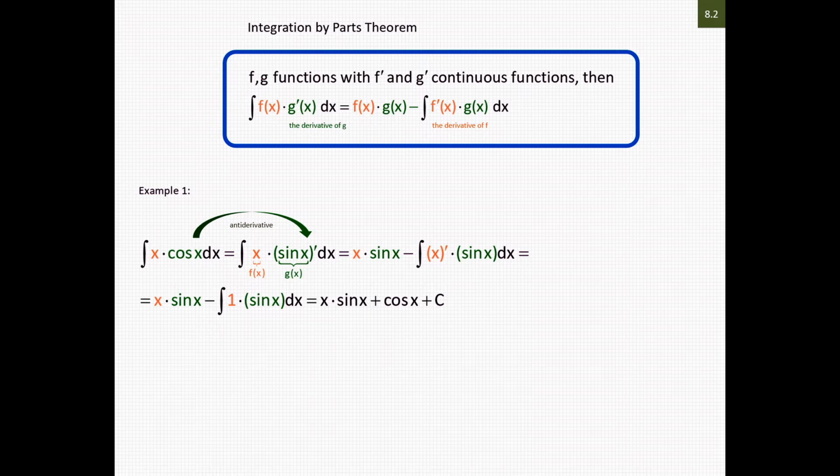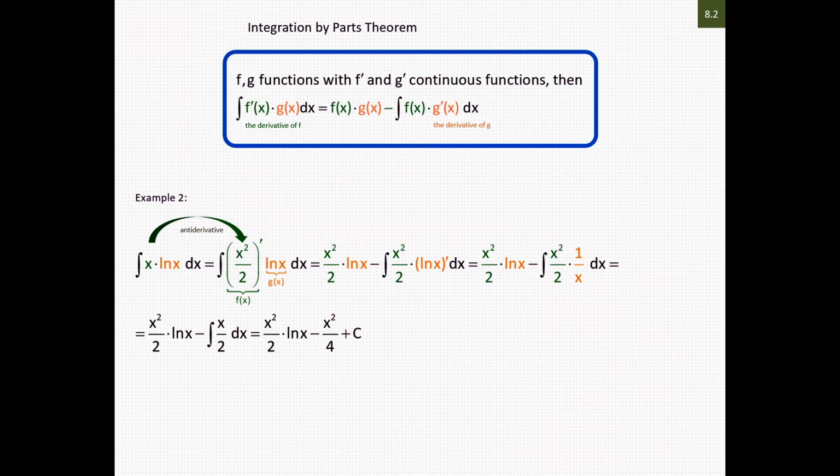The result is the difference between f times g, x times sine of x, and the indefinite integral of the derivative of f times g, the indefinite integral of 1 times sine of x. Integration by parts has worked, as the resulting indefinite integral is of sine of x, which equals minus cosine of x.